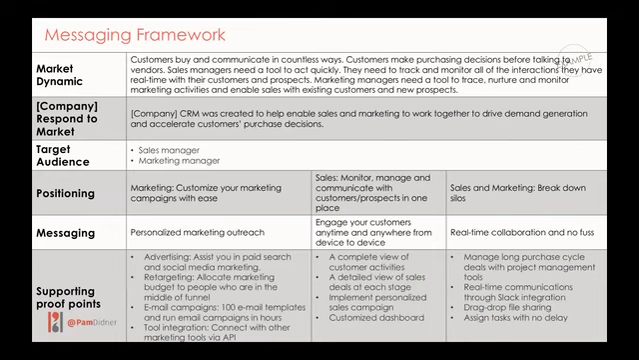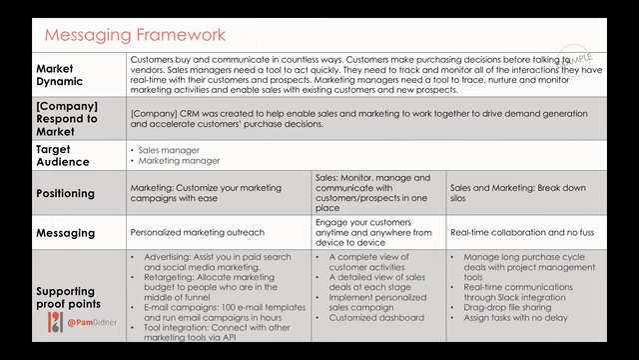Who are the people that you are talking to? And then the positioning of your product and also the messaging. What are a couple of the key statements that you want to share? And the next one is really the supporting or the proof points that will substantiate your claim, okay?